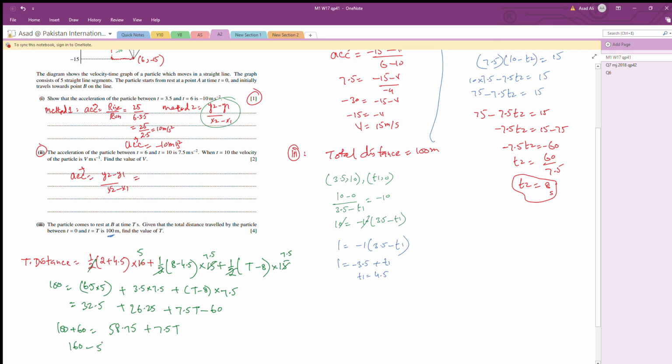160 minus 58.75 is equal to 7.5 T. 160 minus 58.75, this is giving us 101.25, and 7.5 T. So 101.25 over 7.5 is equal to capital T. Divide by 7.5, the result is 13.5. So T is 13.5. That's the result.